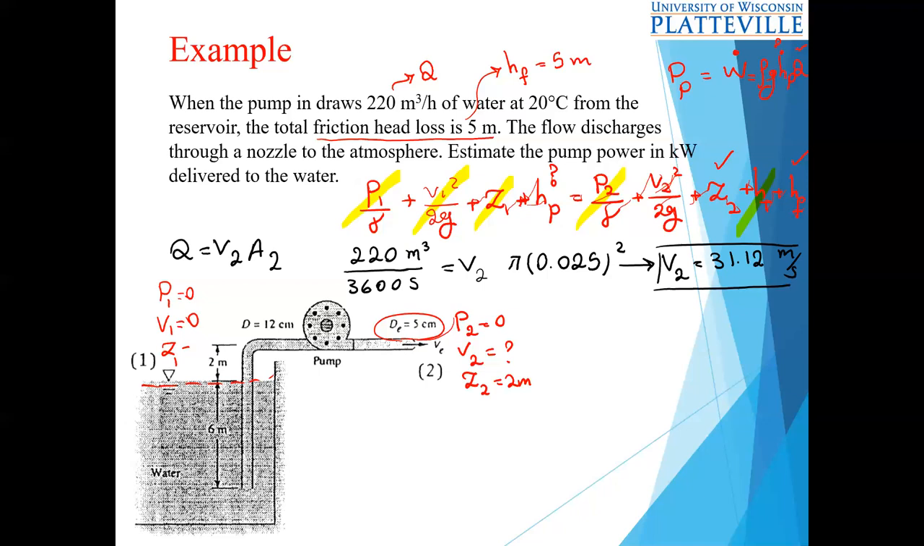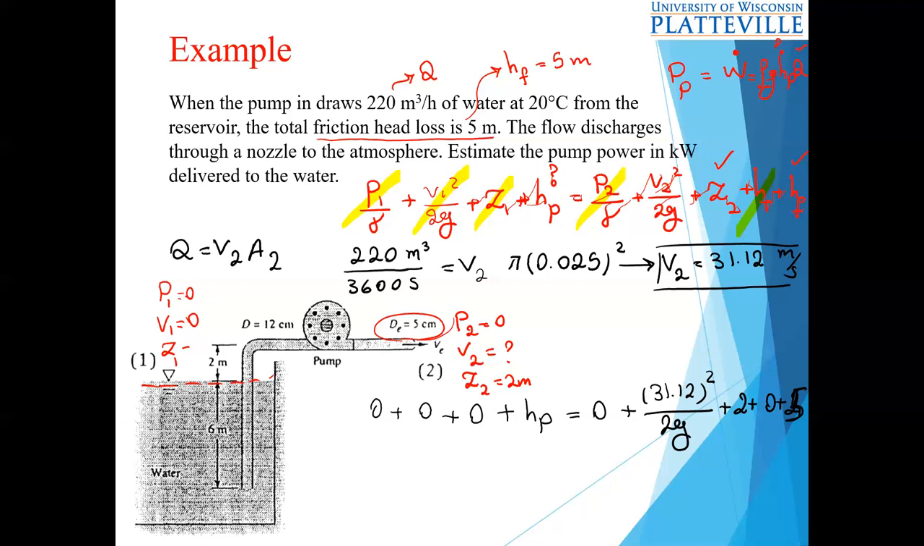Now I have everything I want in Bernoulli's equation. Let's solve it. The pressure is zero, velocity is zero, elevation is zero, plus the head for pump, which I don't know. The pressure at point two is zero. The velocity is 31.12. Make sure you don't forget the squared over 2g. It's the metric system, so g is 9.81, plus the elevation of 2 meters. There is no head for turbine. And the head loss due to friction is 5 meters. From here, I can solve for the head for pump, which is 56.4 meters.